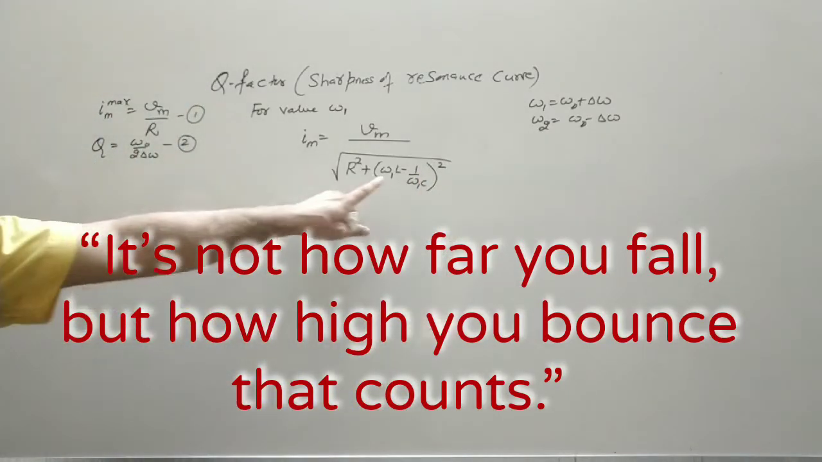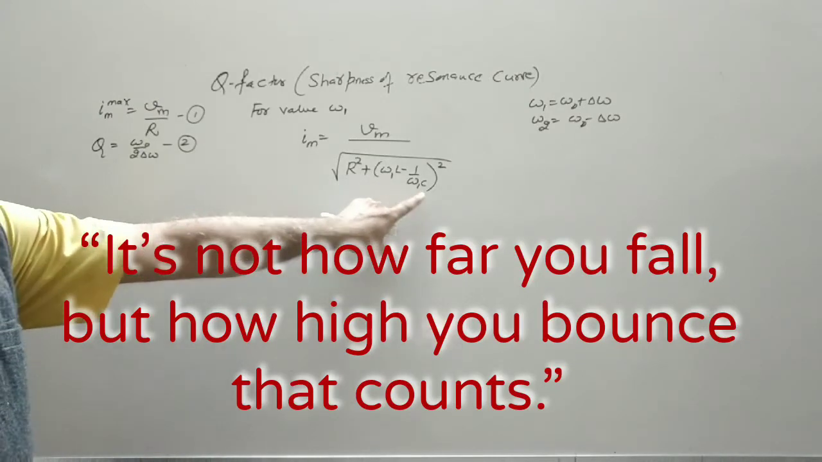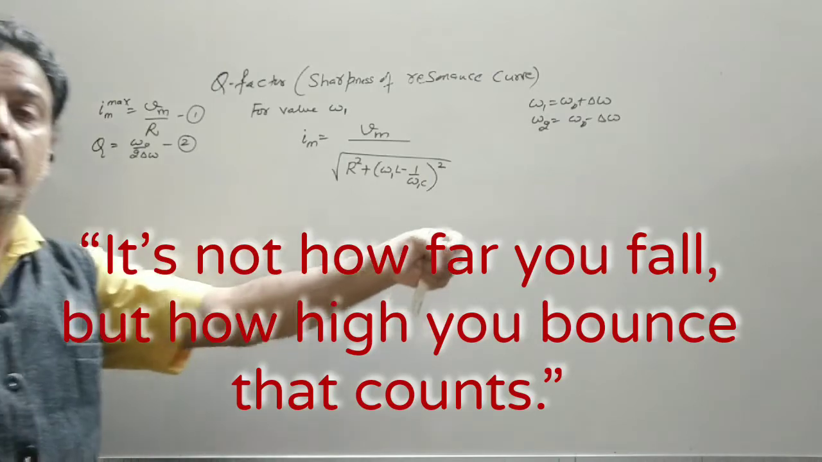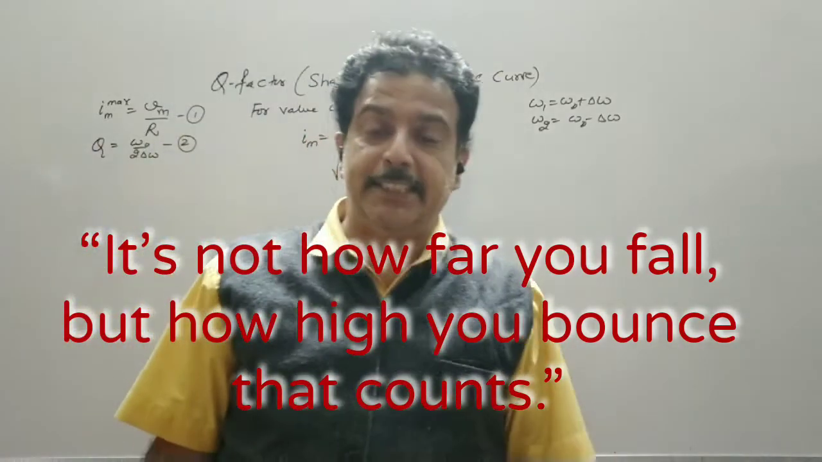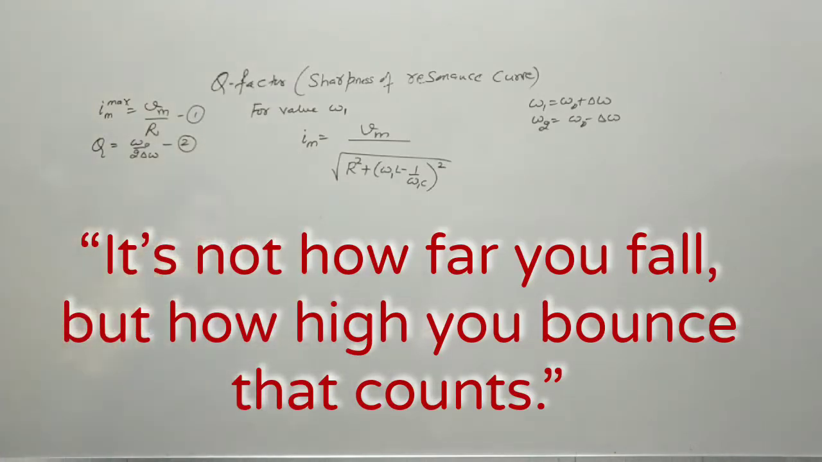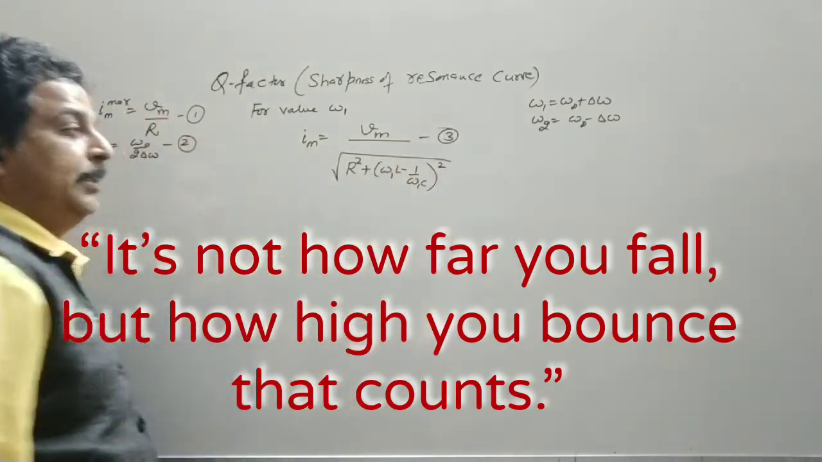Now this will not be cancelled. At resonance, that is omega naught, XL is equal to XC. Suppose we are tuning our circuit to 93.6, then the current flowing in the circuit is this much. So this is our equation number 3.